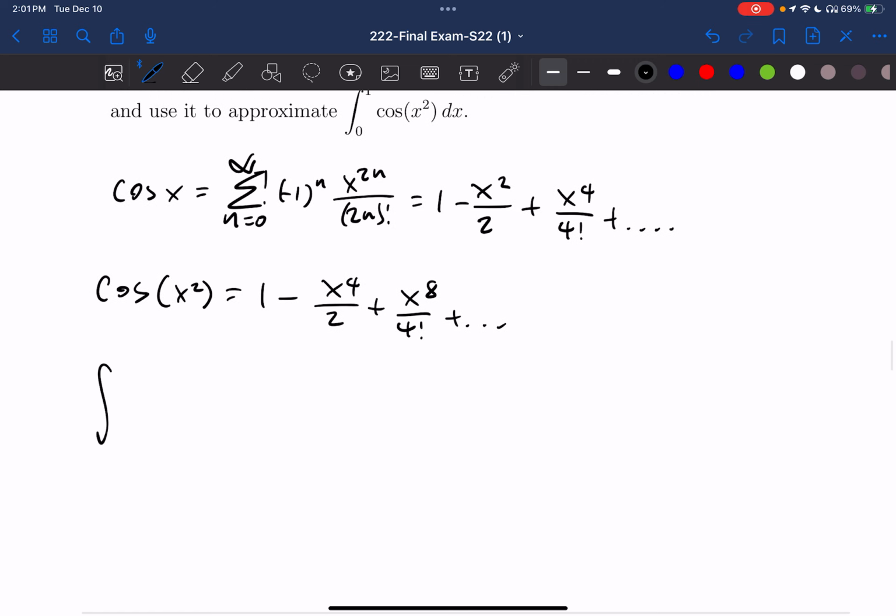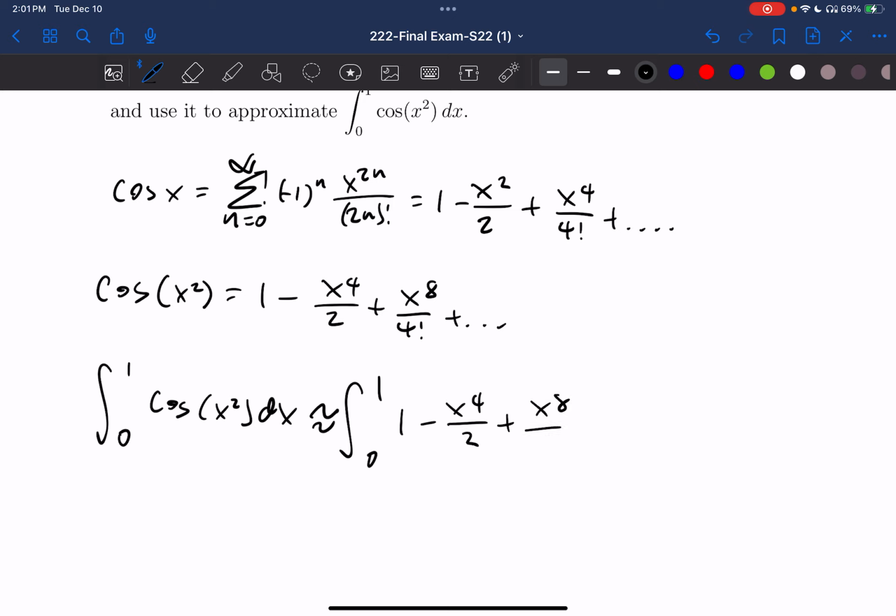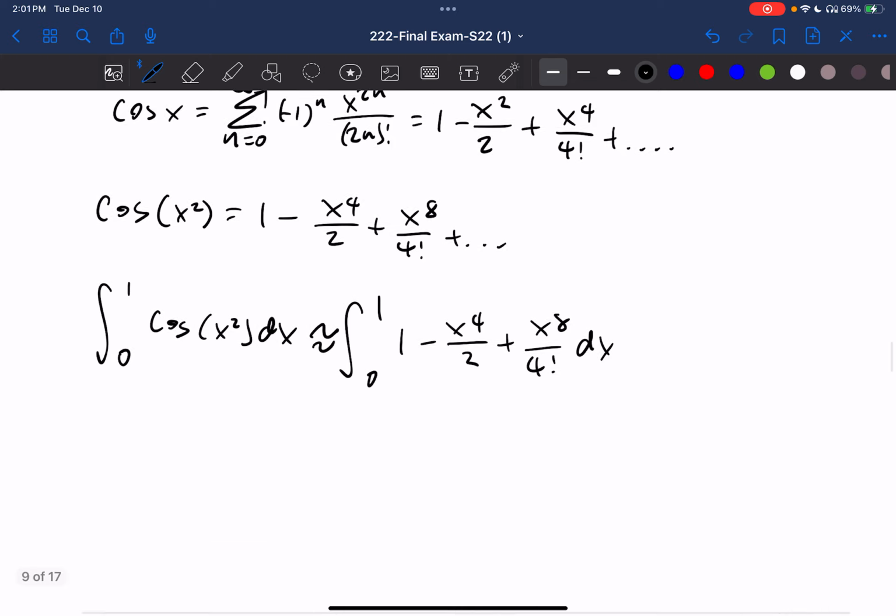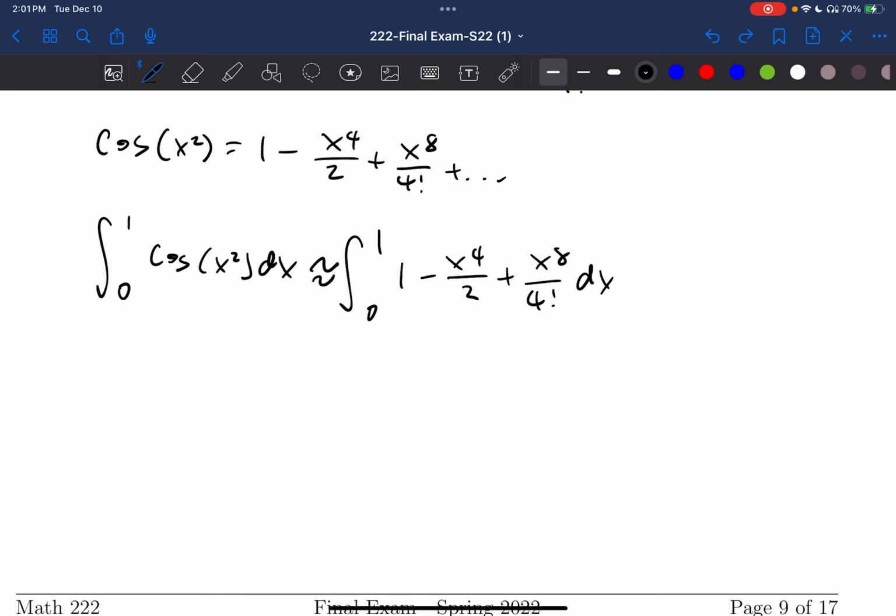Now we can approximate this. We can approximate the integral from 0 to 1 of cosine x squared dx. This will approximately be equal to the integral from 0 to 1 of 1 minus x to the 4th power divided by 2 plus x to the 8th power divided by 4 factorial dx. This is a very basic integration. This will be equal to x plus x to the 5th power divided by 10 plus x to the 9th power divided by 9 times 4 factorial.